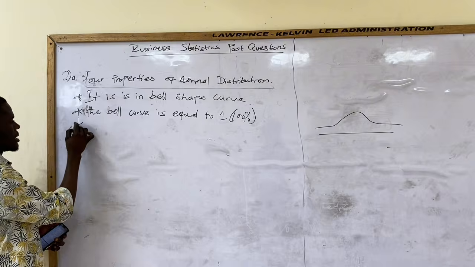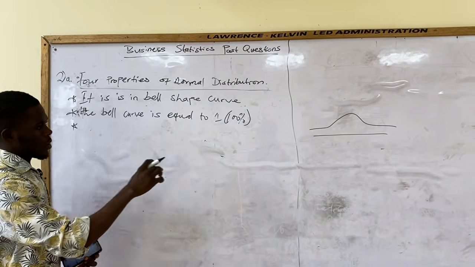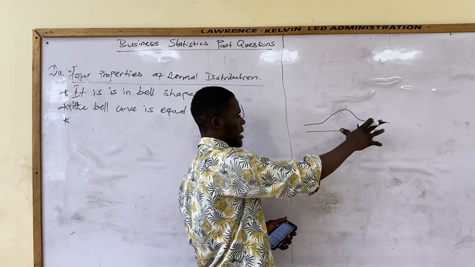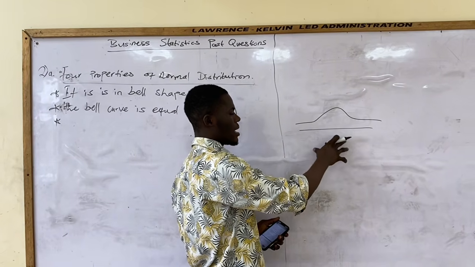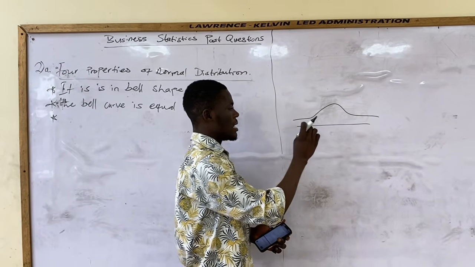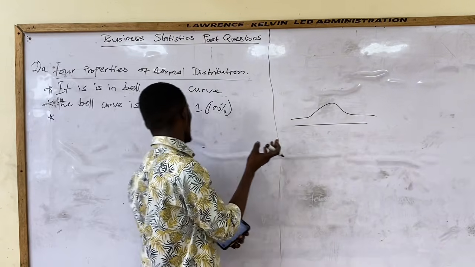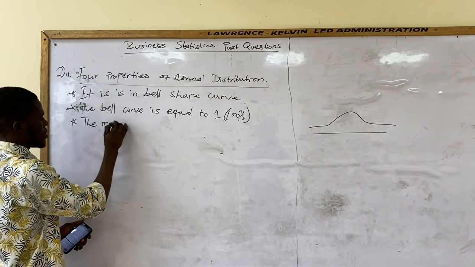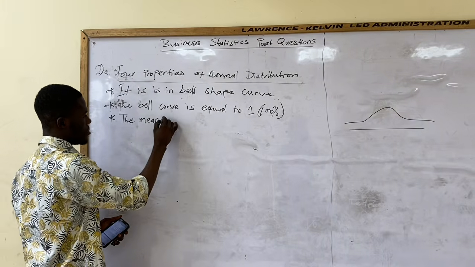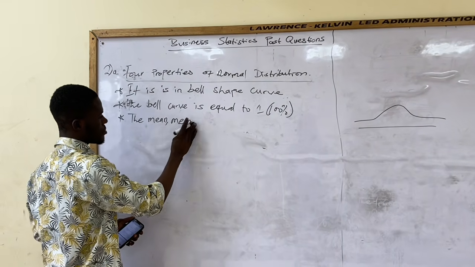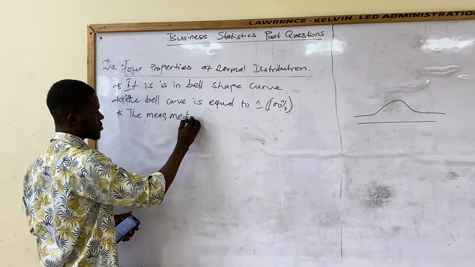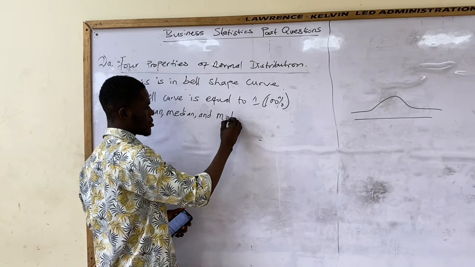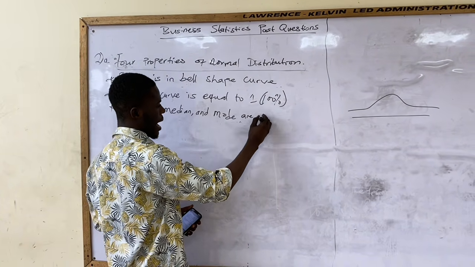Now the third one is that all this we use to determine our mean, mode, and median. So here the mean, the median, and the mode are all the same. So the mean, median, and mode are equal.